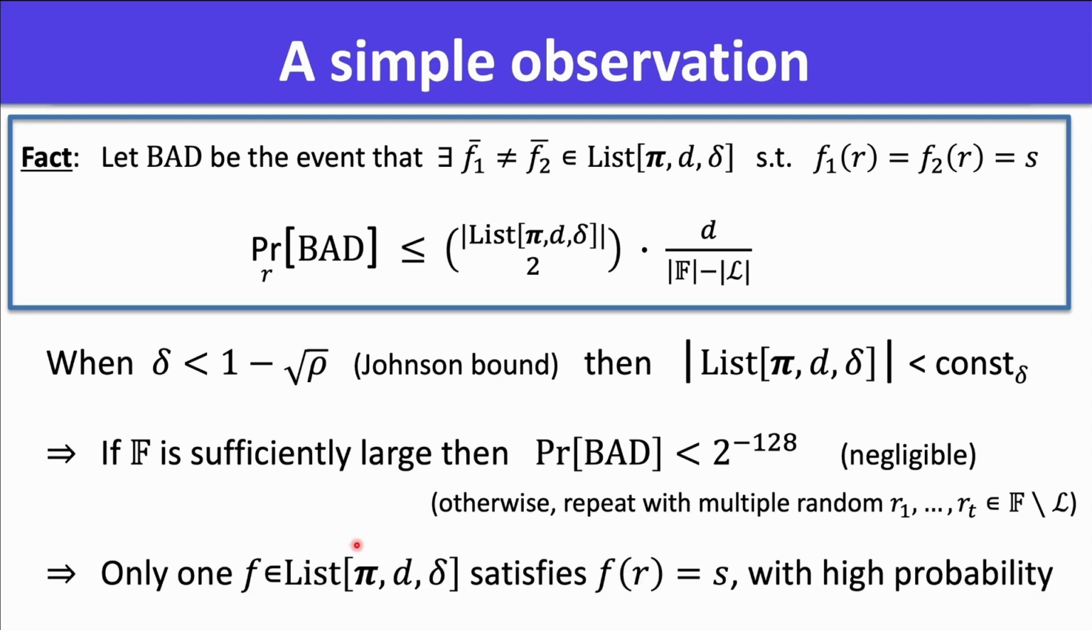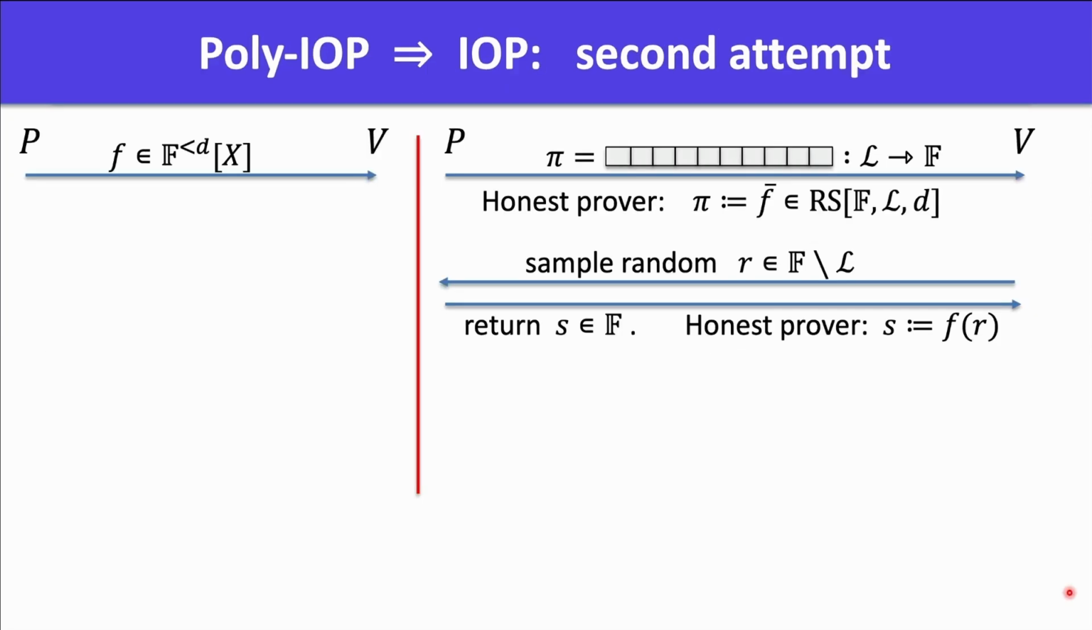And so the bottom line is when delta is less than the Johnson bound, because the size of the list is small, with high probability there's going to be only one polynomial f in the list that's delta close to pi that satisfies f of r is equal to s. And so when the prover sends us back the value s, it's committing to one polynomial in this list that now it has to use. And so now we can actually build our full compiler, which is as follows.